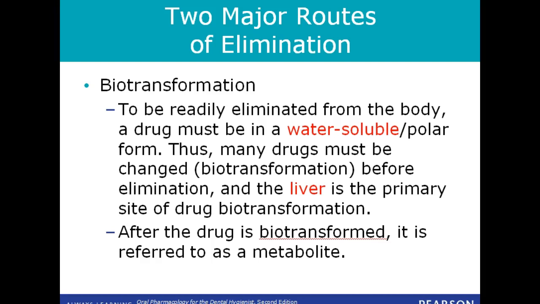Biotransformation. To be readily eliminated from the body, a drug must be in a water-soluble polar form. Thus, many drugs must be changed before elimination, and the liver is the primary site of drug biotransformation. After the drug is biotransformed, it is referred to as a metabolite. In other words, a lipid-soluble drug must become less lipophilic and more water-soluble or hydrophilic so that it is more easily eliminated by the kidneys.